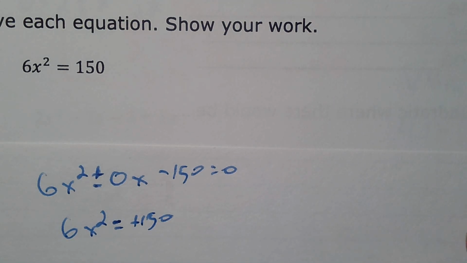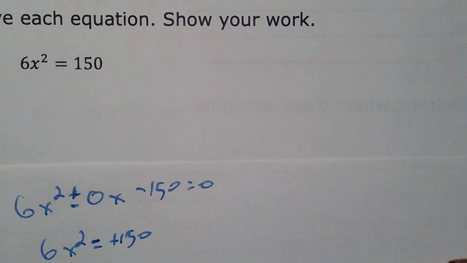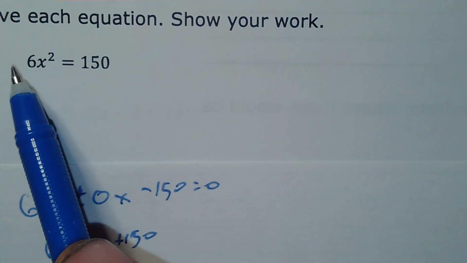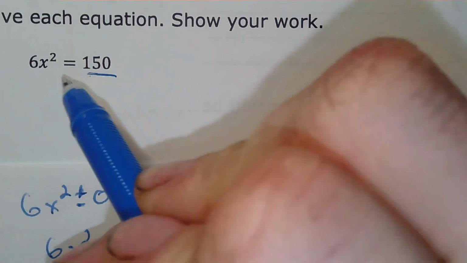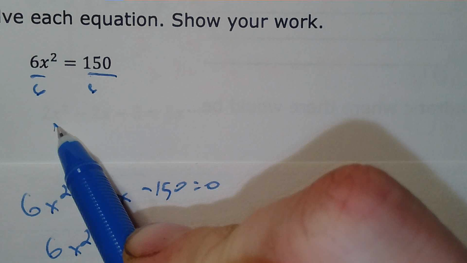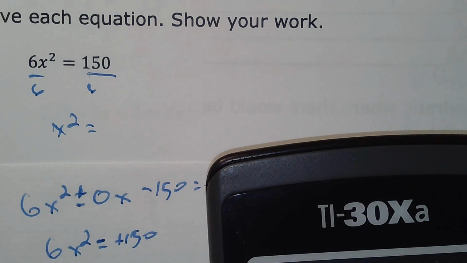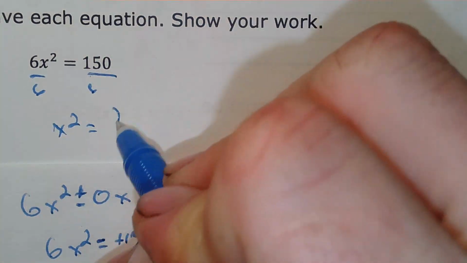It's pretty simple, okay? First thing I have to do is isolate x. The coefficient of my variable term is 6, so I need to divide both sides by 6. I'm going to get x squared equals whatever 150 divided by 6 is. It's 25. X squared is 25.